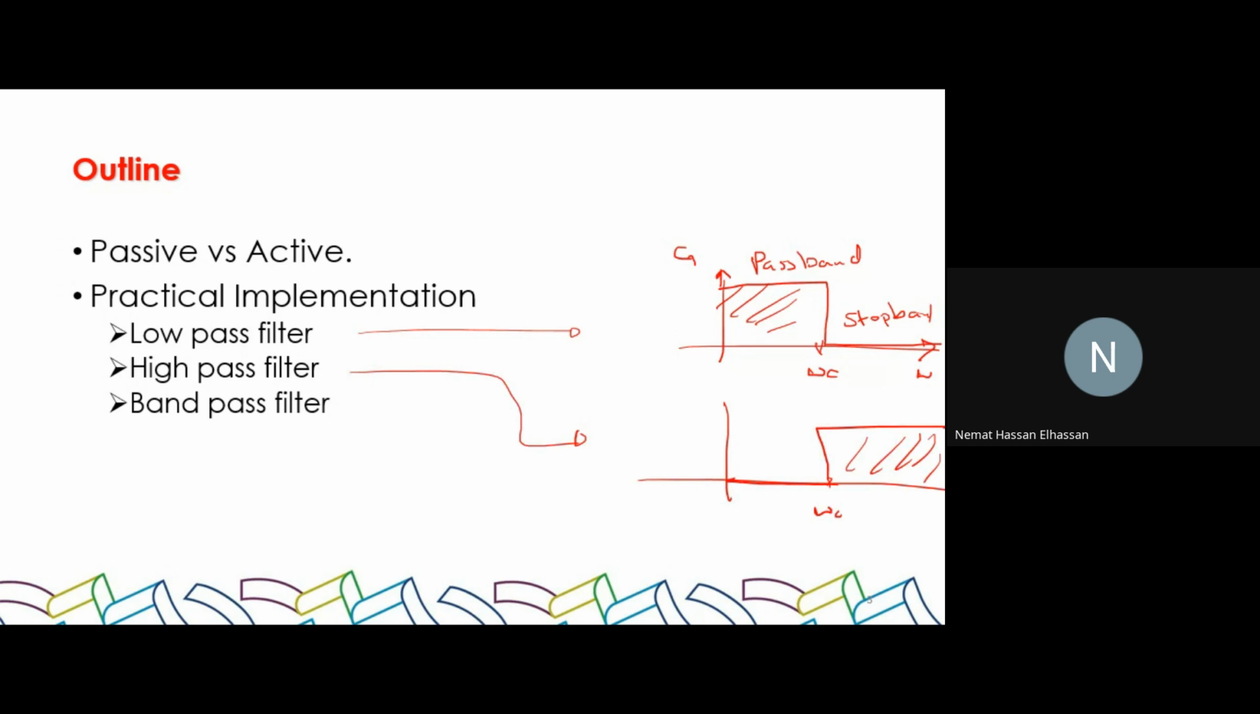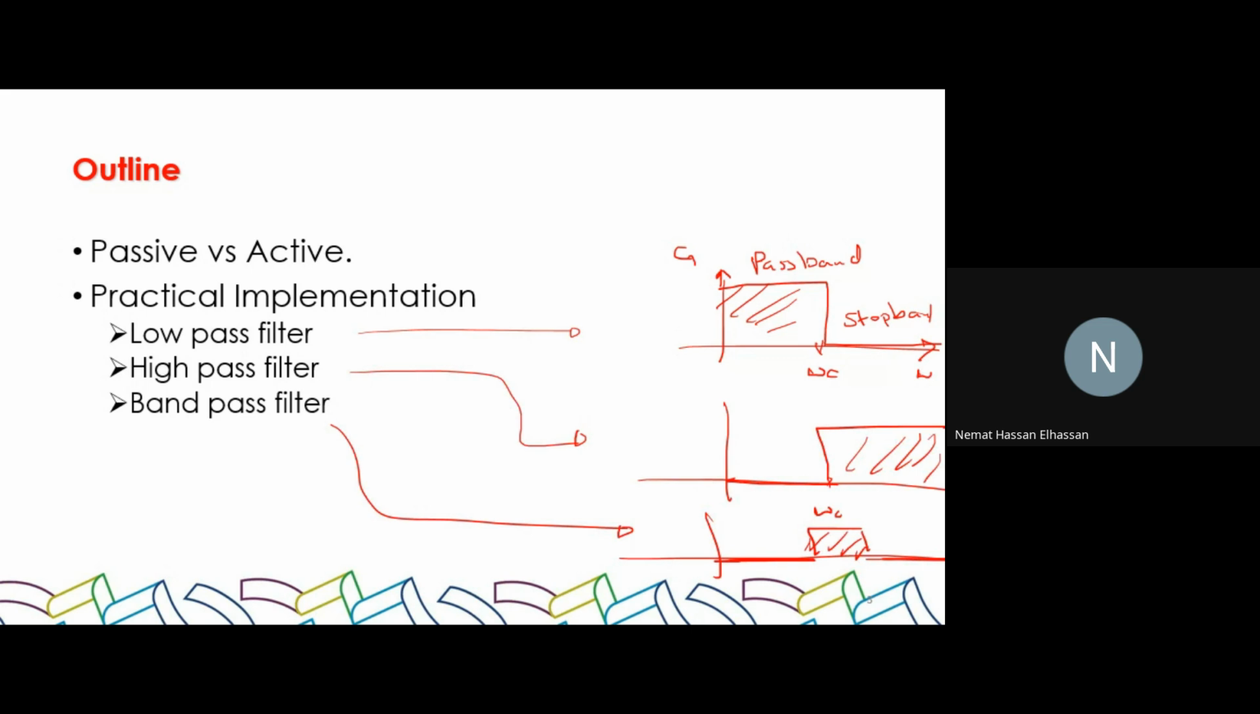And then we also studied the band pass filter. And band pass, as the name indicates, will allow frequencies within a specific range to pass. Below that range will be 0. Above that range will be 0. And a specific range between omega C1 and omega C2 will pass. Okay? Last week we studied this concept.